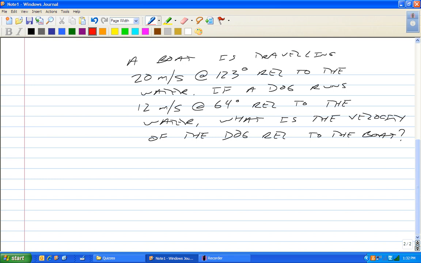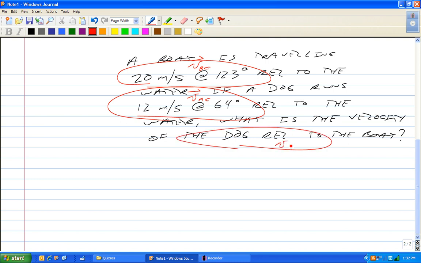Well, let's see. Speaking of, let's identify. Is the dog on the boat? Yes, the dog's on the boat. The dog's not swimming, right? Then 20 meters per second at 123 degrees is going to be BC. What's 12 meters per second at 64? That's AC. And we're looking for AB.